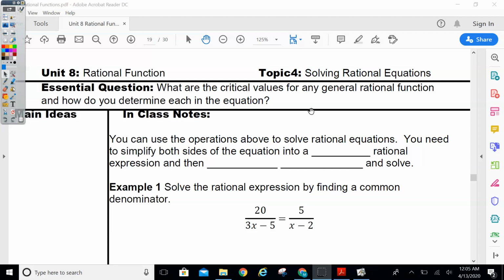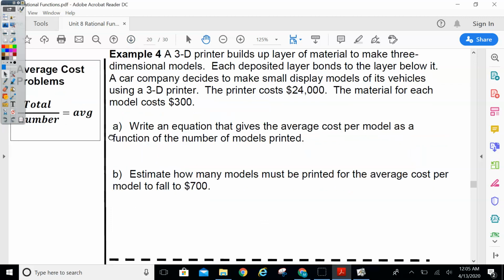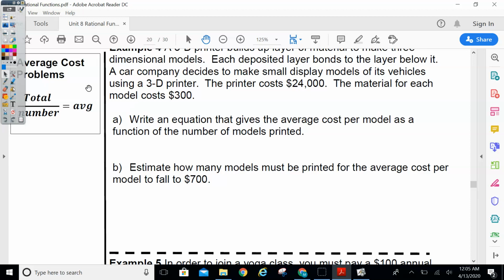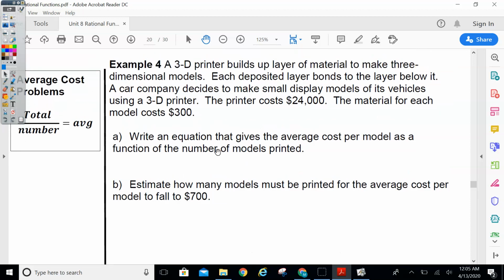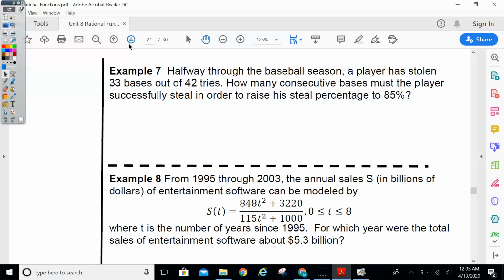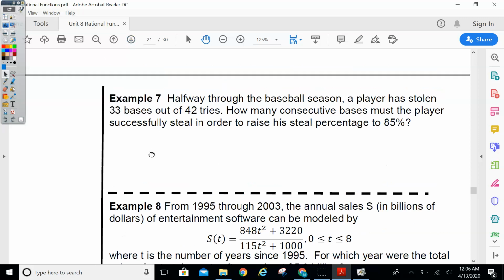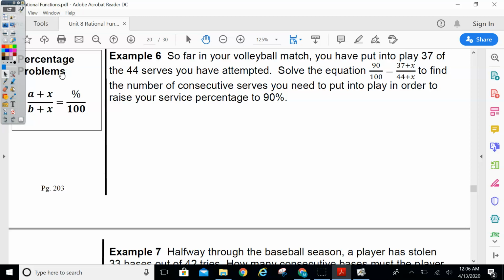Okay, so the other part of topic 4 that we need to talk about are the word problems, the applications. There's actually only one that you need to know, but I'm just going to talk about the other ones real quick. The first type is average cost problems. We're not going to go through this one, but this is one type where we would cross multiply to solve. And then we get into percentage problems. So again, this is how it's set up, and then you would cross multiply this one again.